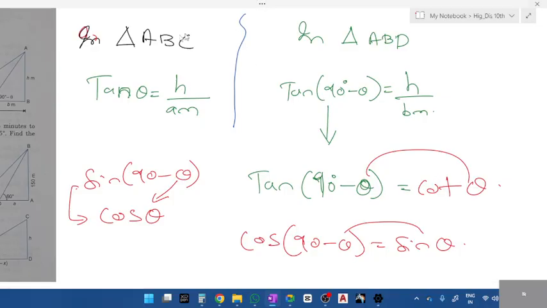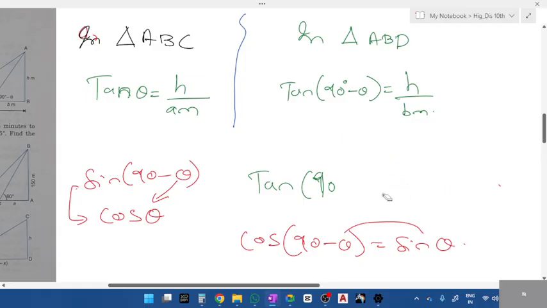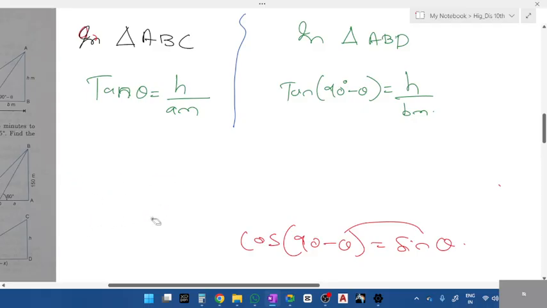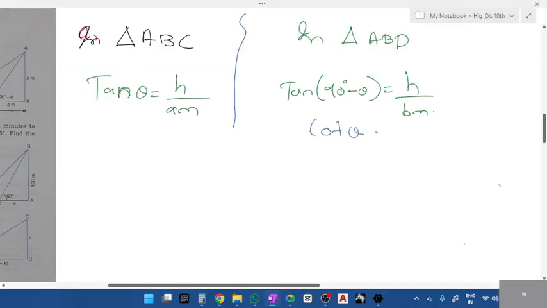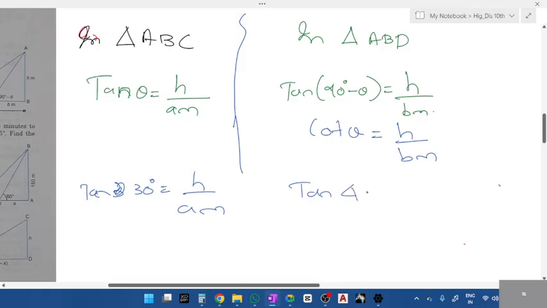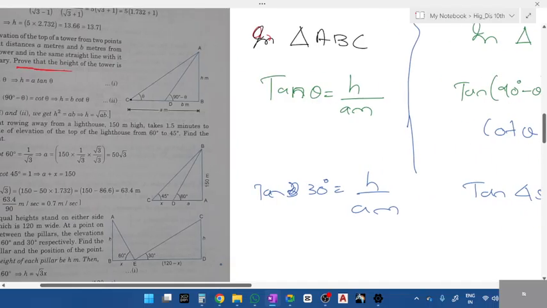I'll tell you how to do it. Just remember this topic. Is it clear? All of you understood this conversation? Okay. Cot theta is given. Look here. This 90 minus theta, immediately I'll write it as cot theta is equal to h divided by BM. Fine. If it was tan 30 degree, tan 30 is h divided by AM. And here if it was tan 45, it is equal to h divided by AM or BM. What is this AM? AM, BM.